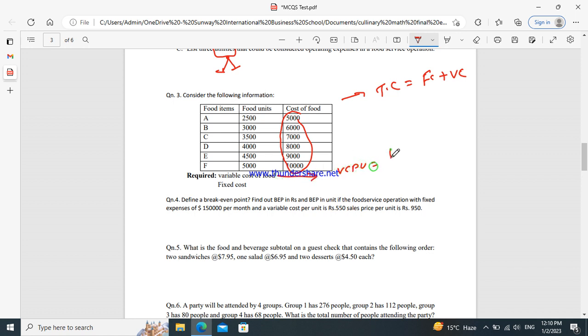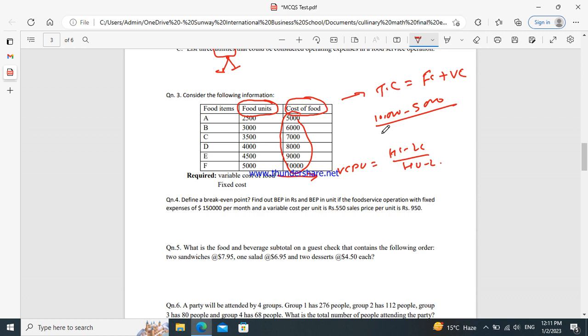BCPU is equal to SC minus LC divided by HU minus LU. From this data, this is the unit. High unit or low unit to find out from this column, and HC minus LC, the cost of goods or cost of food. This is the cost column. Here the highest cost is 10,000 minus the lowest cost of 5,000.